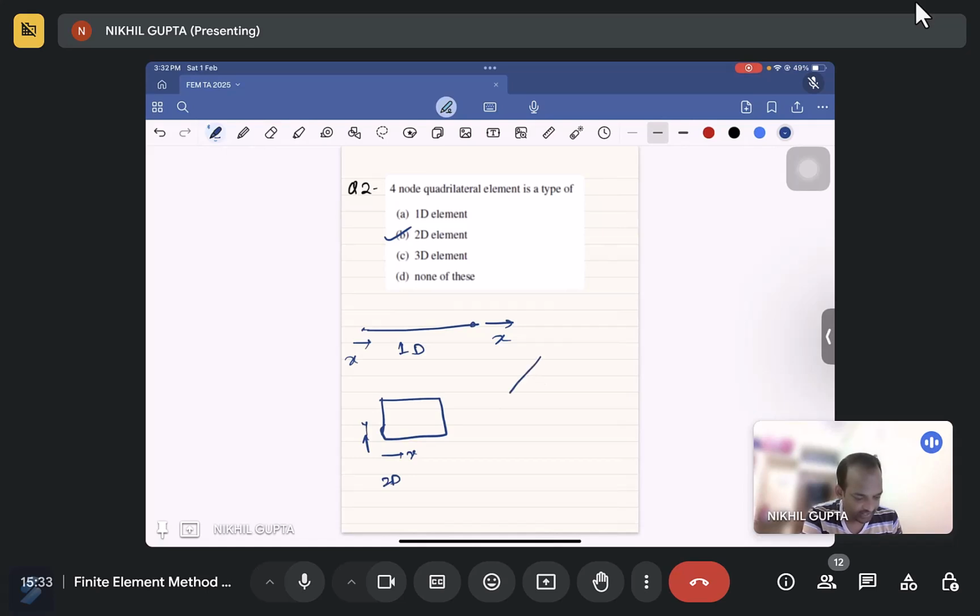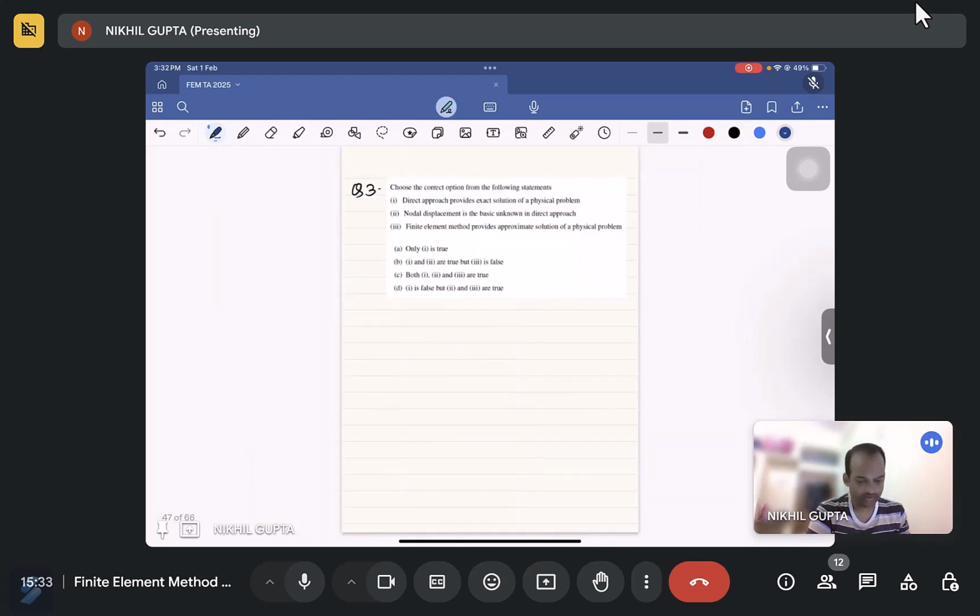Similarly, if you take a tetrahedral element like this, you will see this is a 3D element because X, Y and Z are all important. So you can differentiate. This is a 4-noded quadrilateral: 1, 2, 3, 4. This is a 2D element. Now choose this. It's a theoretical question.